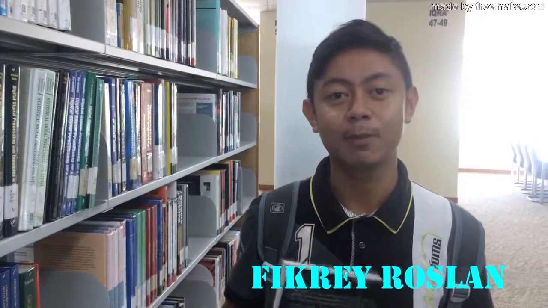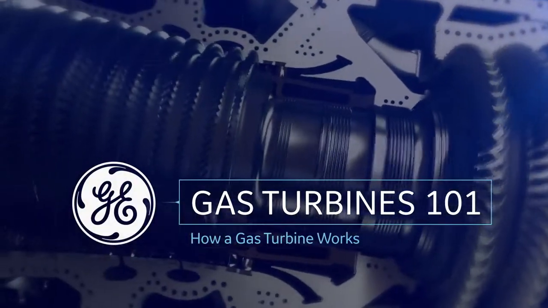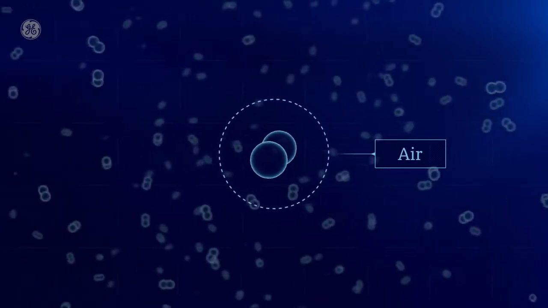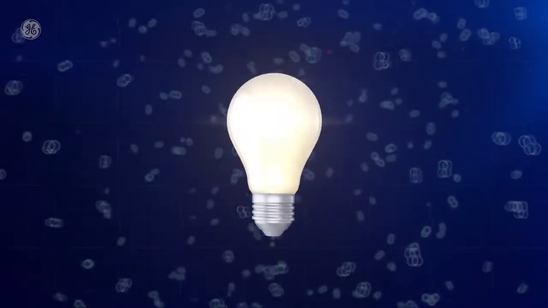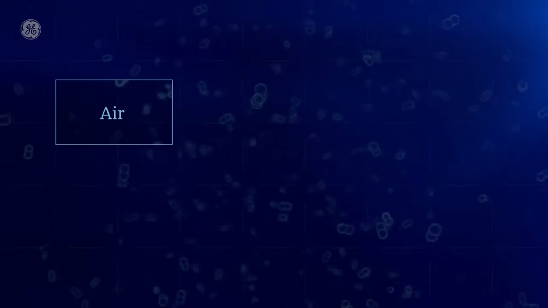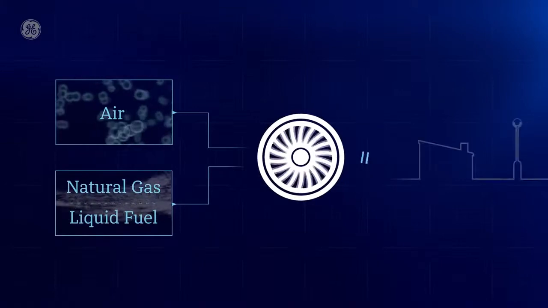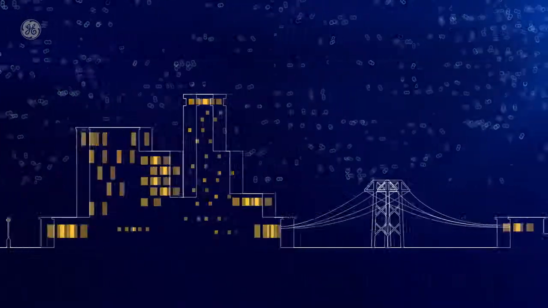And now I would like to explain to you how it works, what the gas turbine function is. Okay, we go to the gas turbine. So how does a gas turbine work? Actually, air is a working substance that is used in a gas turbine. The air will be combined with natural gas or liquid fuel in order to spin the generator in the turbine, and at the same time it will be supplied to all houses, factories and others.